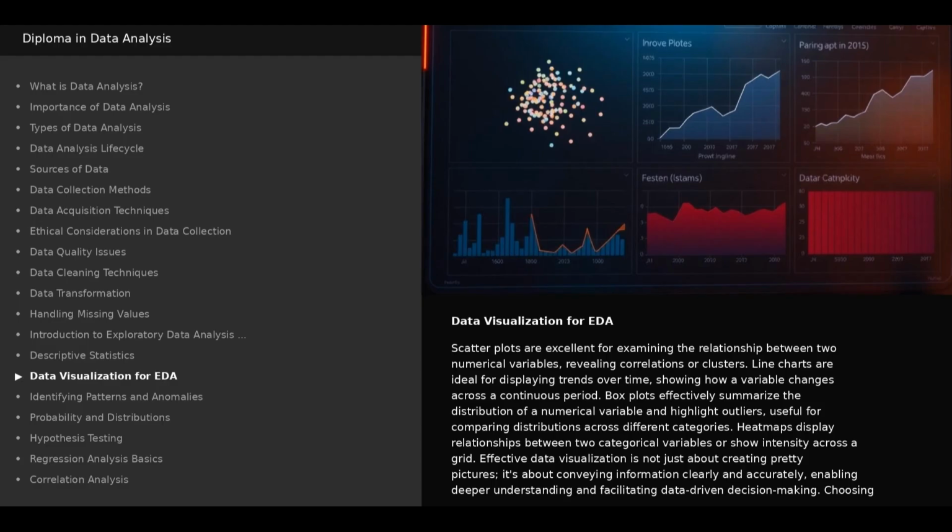Choosing the right chart type for the data and the question being asked is crucial.